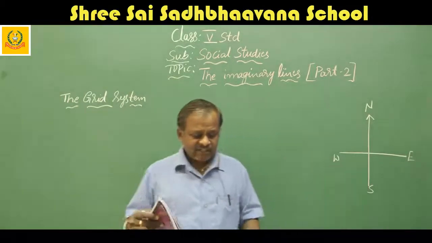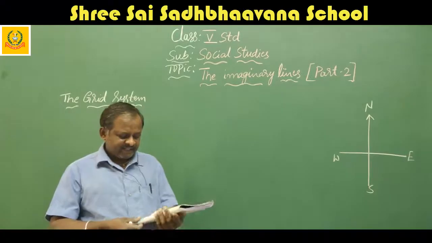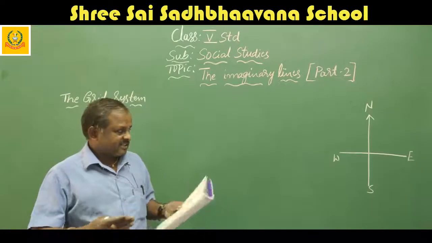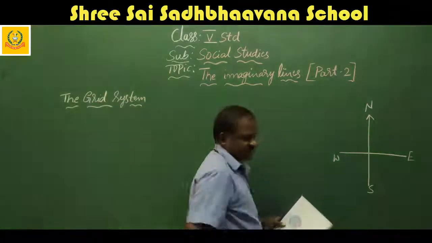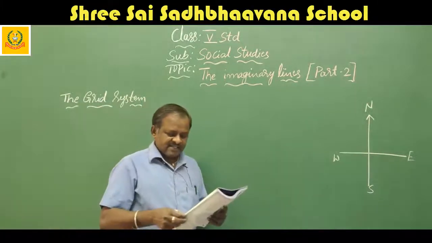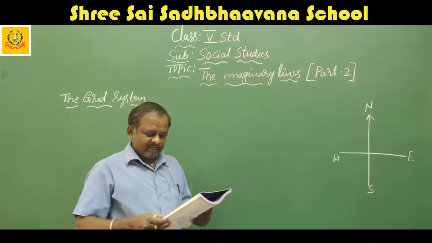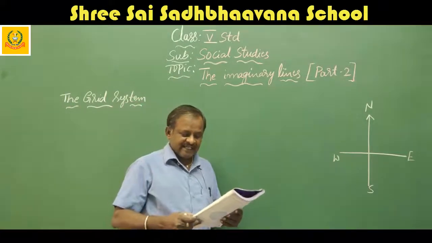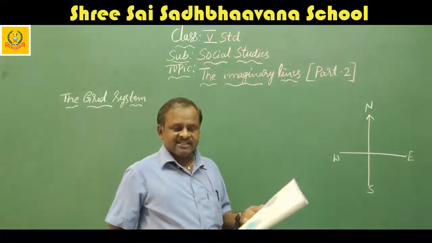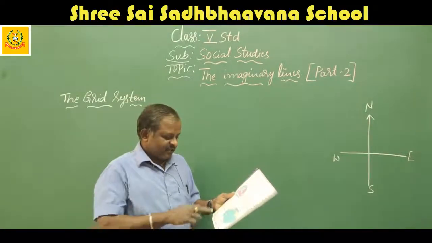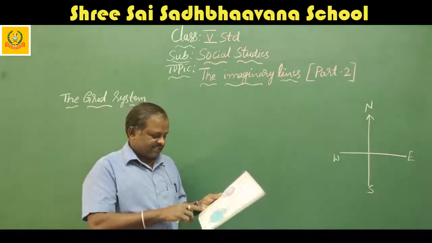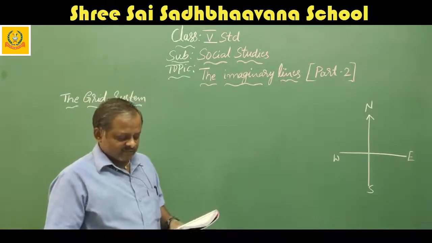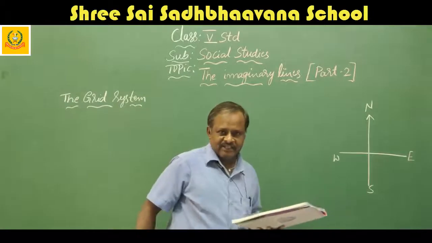When you come to the longitudes, that is vertical lines, they divide the earth into two equal parts, that is eastern hemisphere as well as western hemisphere. Here the main important one is the prime meridian, that is also known as the Greenwich meridian. And I have discussed the international dateline also. Now we will go to the grid system on page number 3.